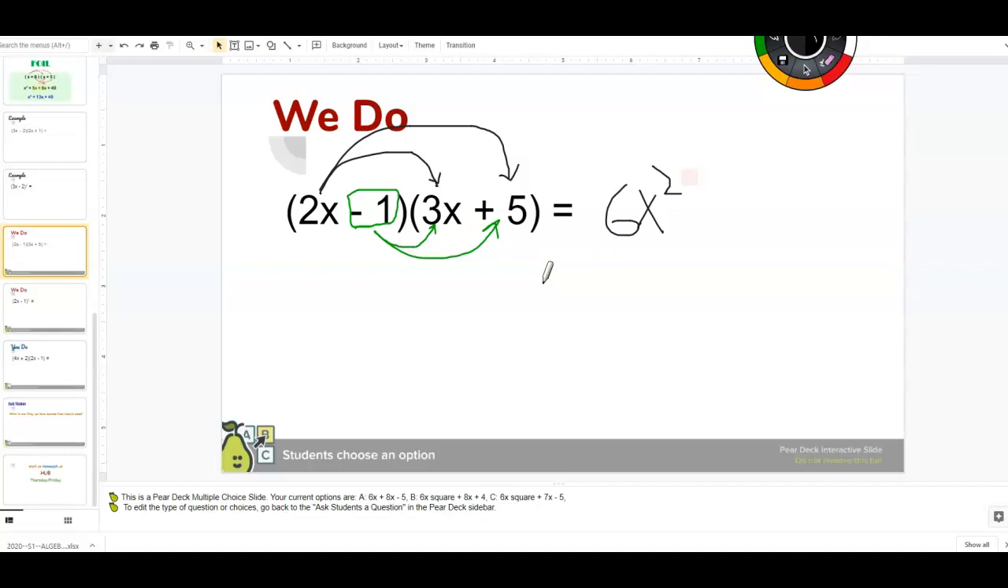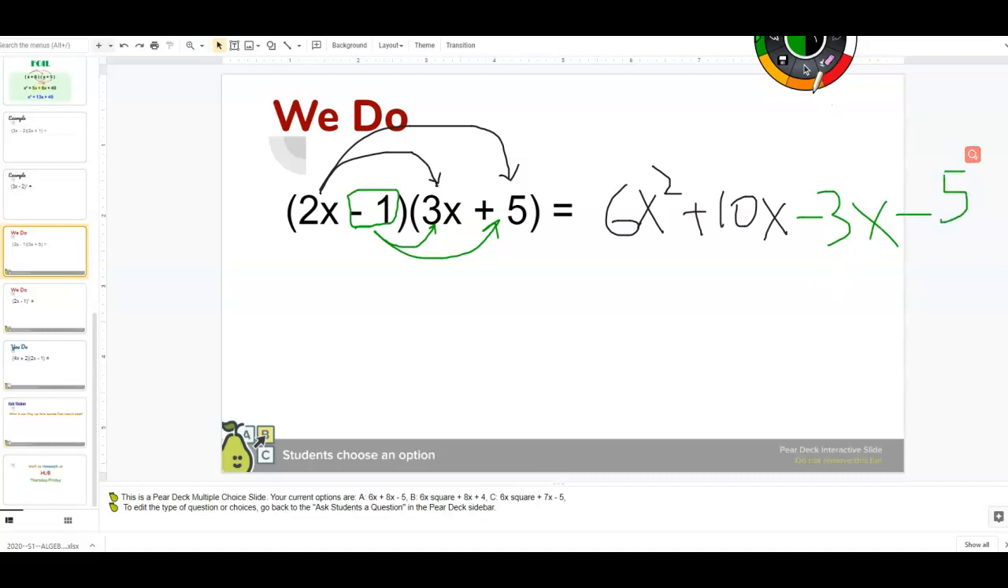Next, arrow 2x times 5. Number part 2 times 5 is +10. X part you only have one x, no x here, so only one x. On the bottom, -1 times 3. Number times number. -1 times 3 is -3. X part, this doesn't have x, this has one x, so it's only one x. Finally, -1 times 5 is -5.